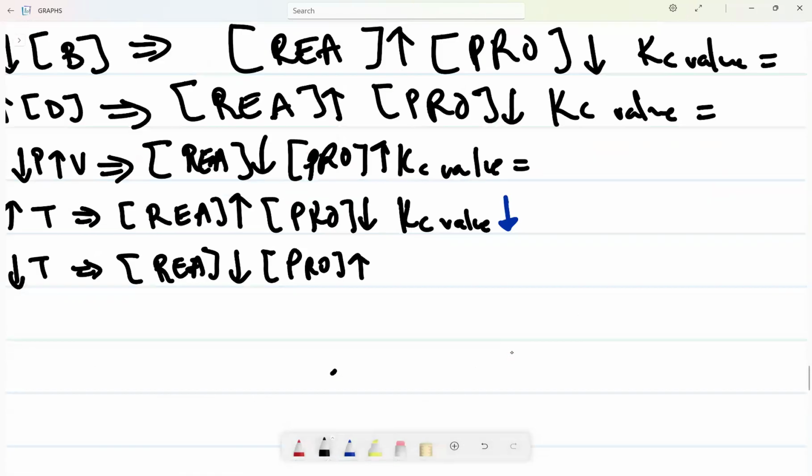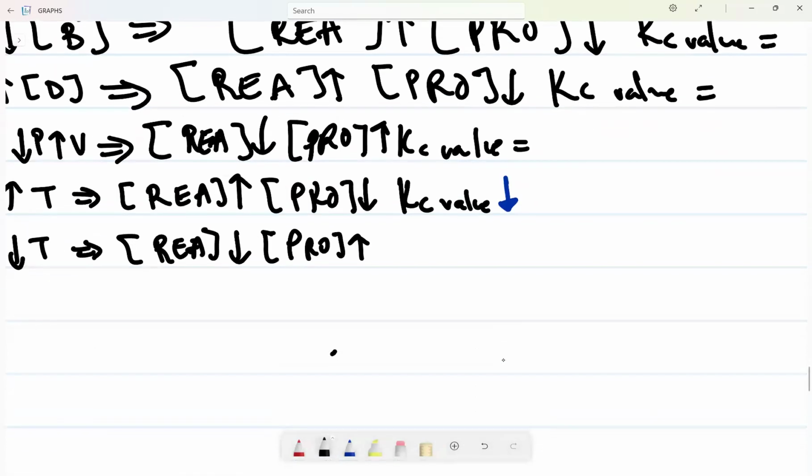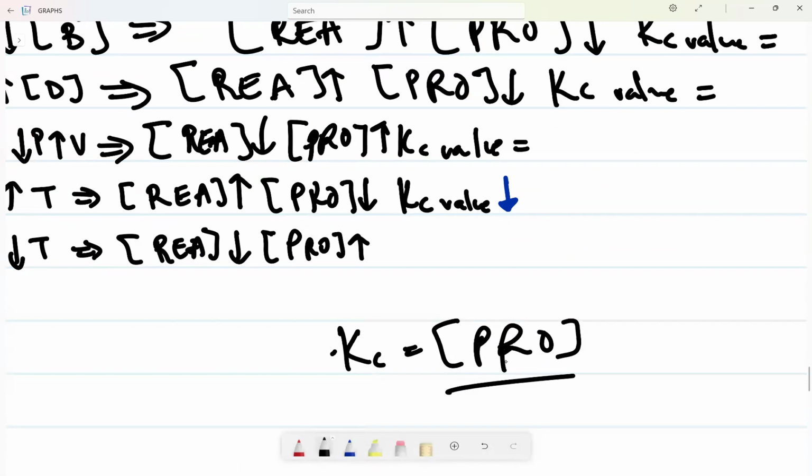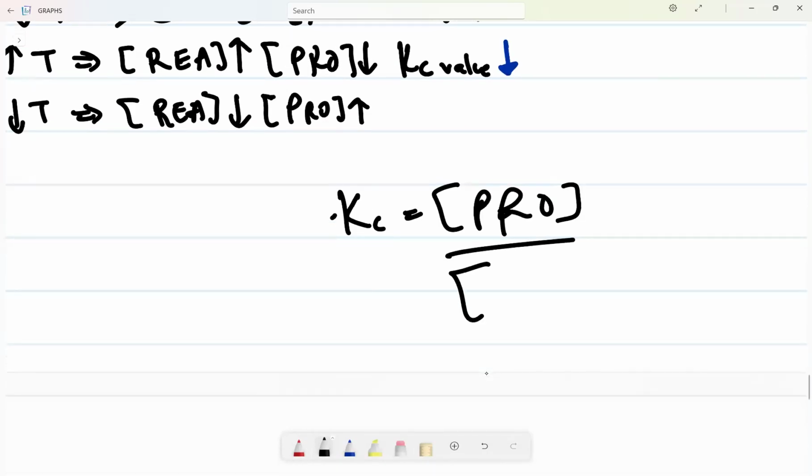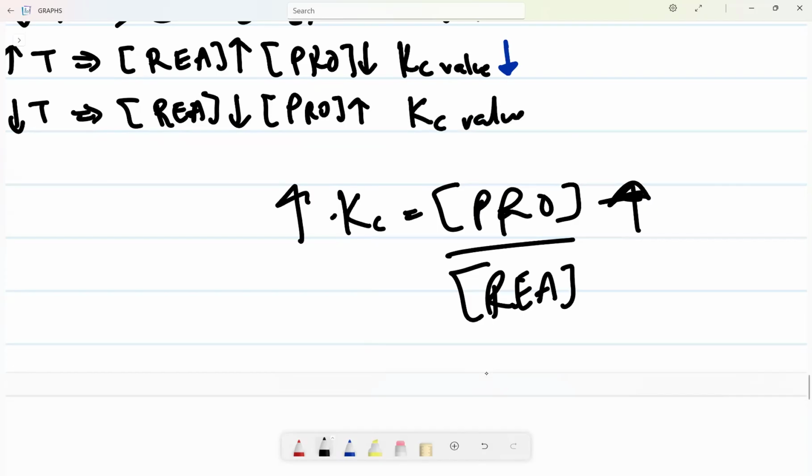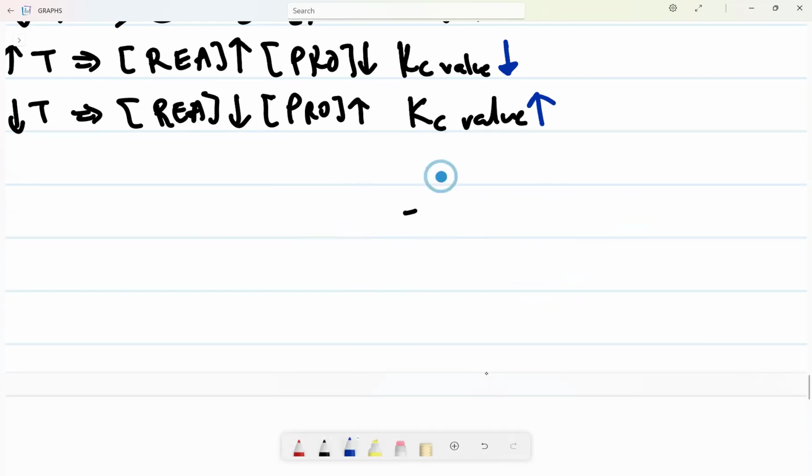Now, how does this affect the Kc value? Remember the Kc expression: it says products divided by reactants. The next video will be on the Kc value, do not worry. So if I increase the products, it means I'm going to increase the Kc value. So the Kc value in this case increases like that.